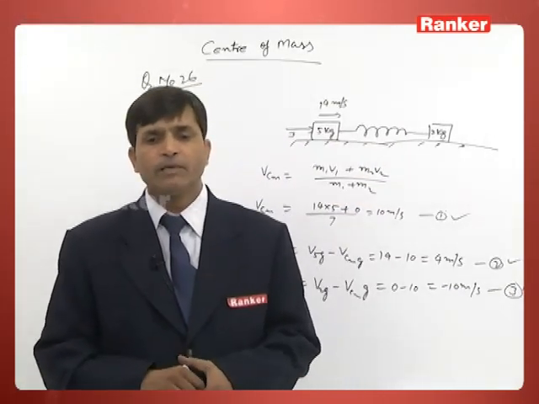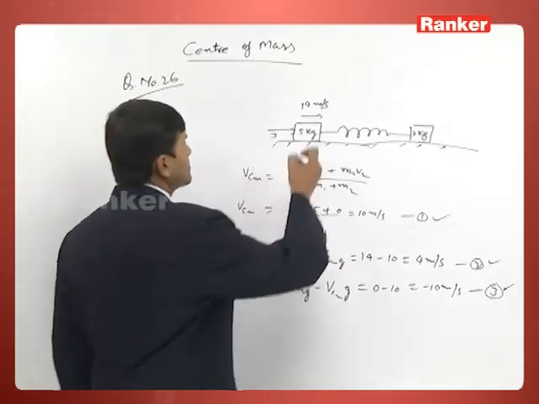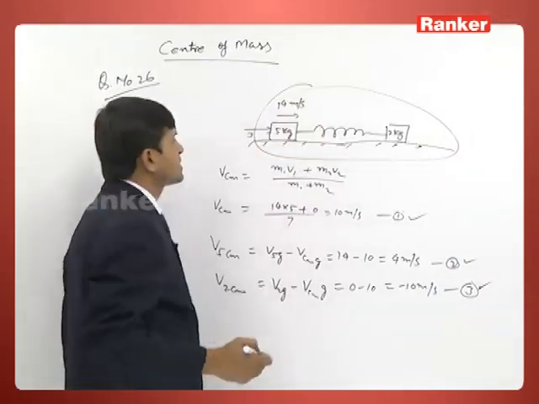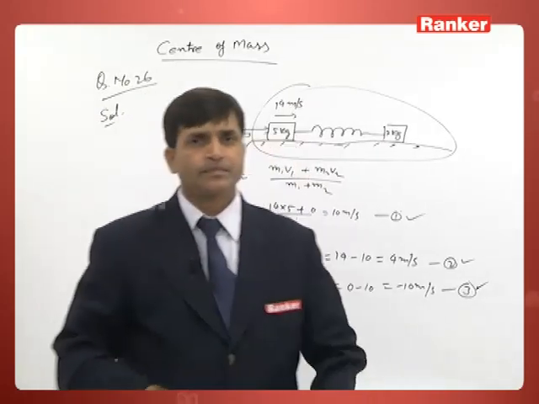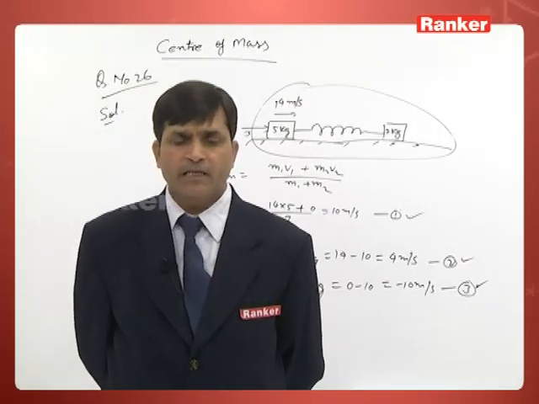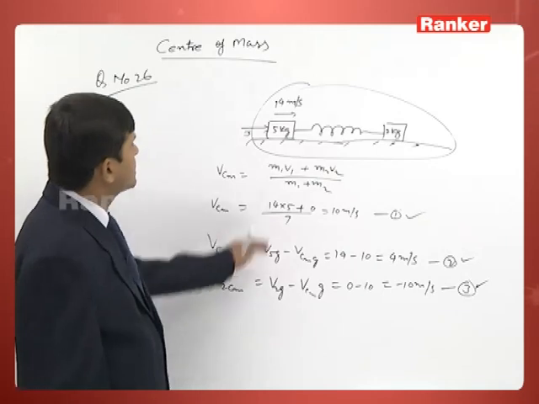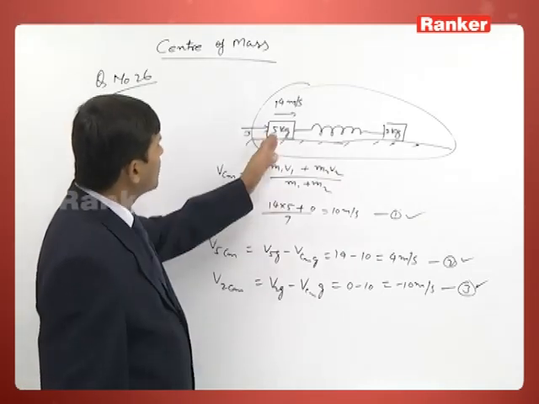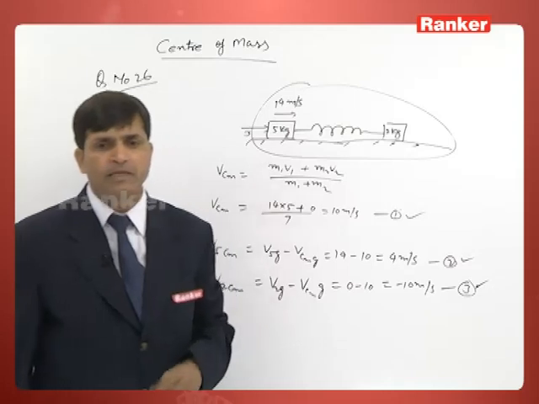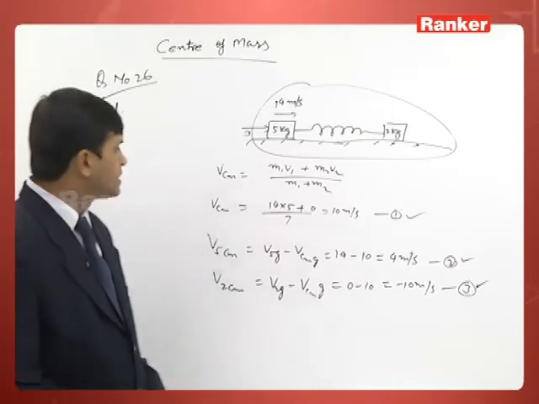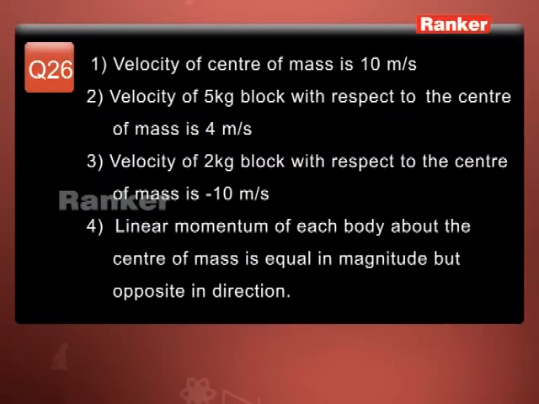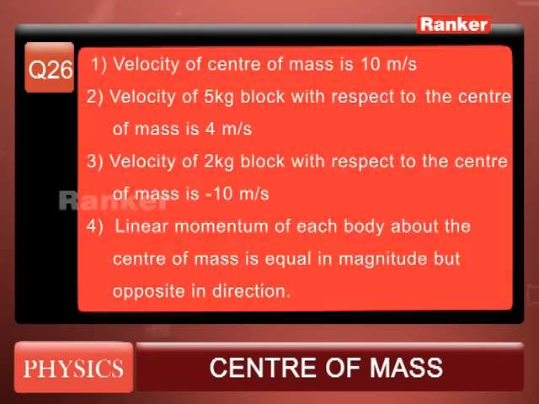Now, the linear momentum of each body. If we consider both blocks as a system, there is no external force acting on this system, so the momentum of the system will remain constant, that is, 0. So whatever the momentum of this block, the same momentum of the other block is in the opposite direction. So our fourth option is correct. So our correct options are 1, 2, 3 and 4. All are correct options. Hence the answer is 1, 2, 3 and 4.